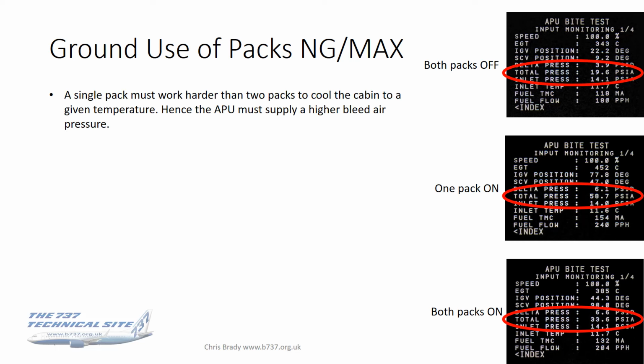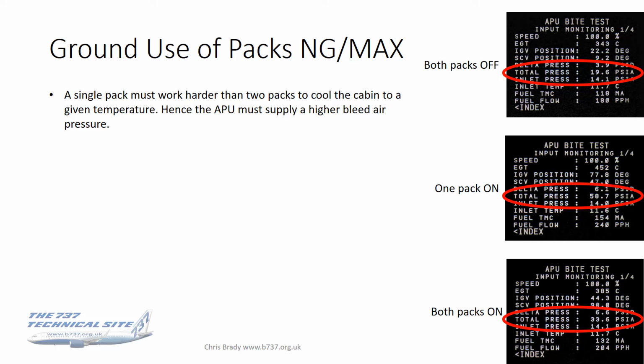So, a single pack must work harder than 2 packs to cool the cabin to a given temperature. That, I think, we can all understand. If you're only using 1 pack to cool the cabin rather than 2, that 1 pack has got to do much more work.